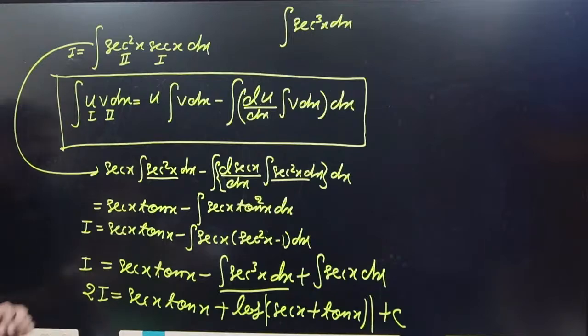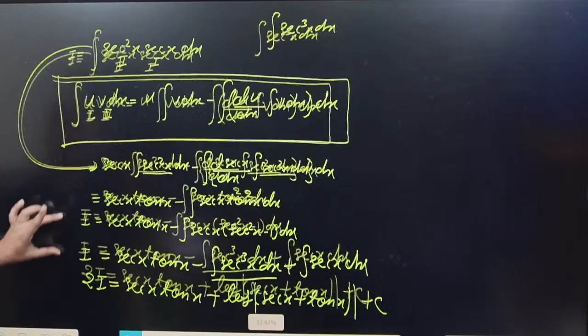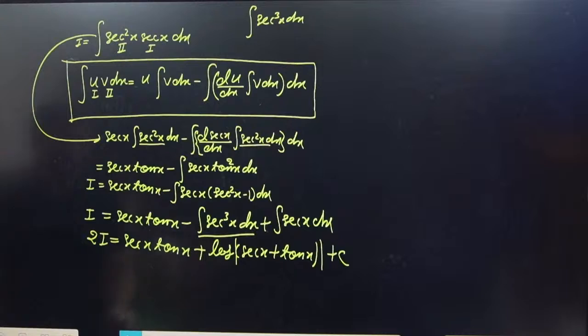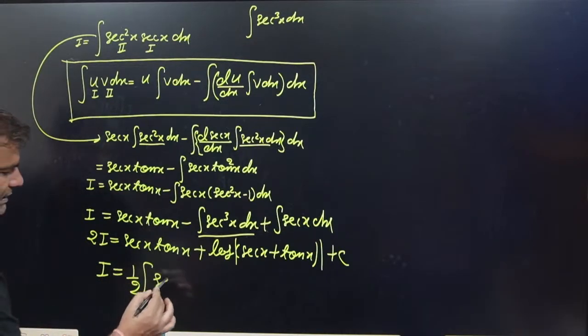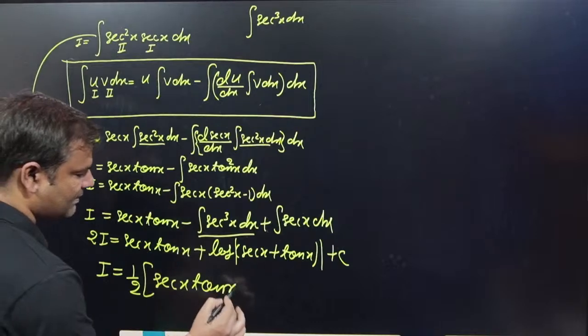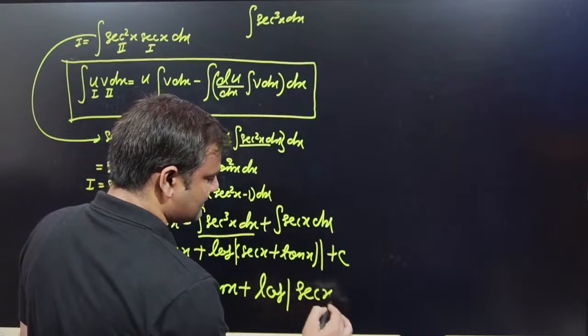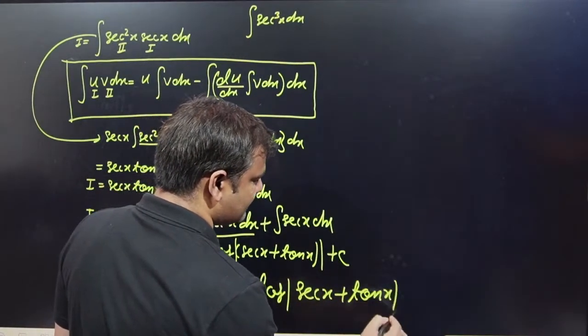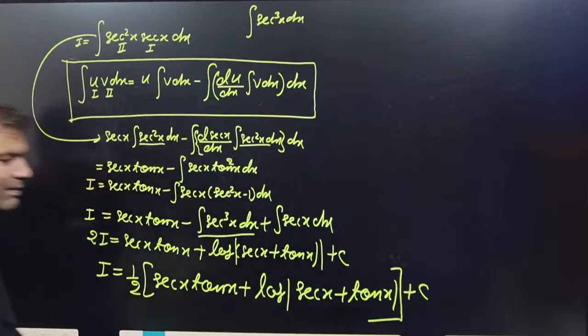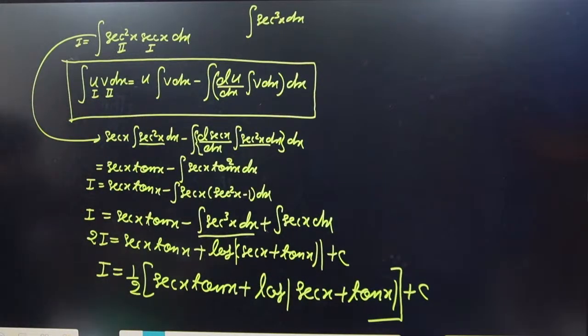Then what about I? So finally, I will be equal to how much? 1 by 2, sec x tan x plus log of modulus of sec x plus tan x plus c. I hope it is clear.